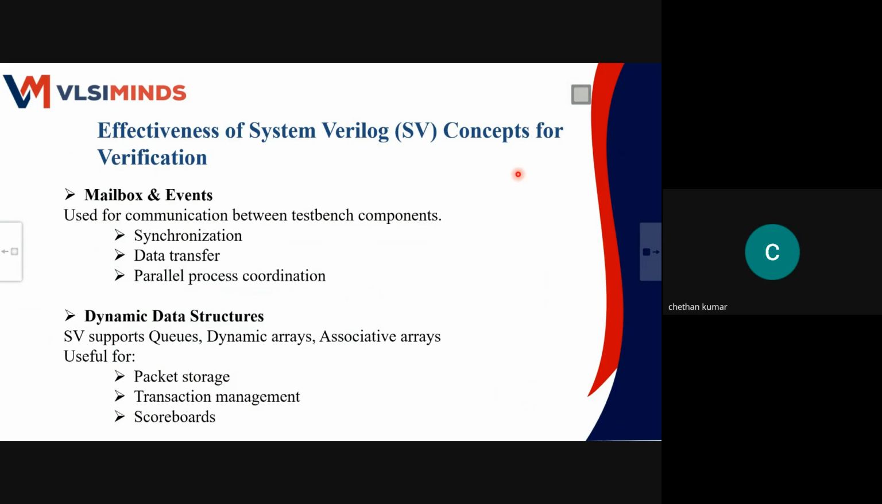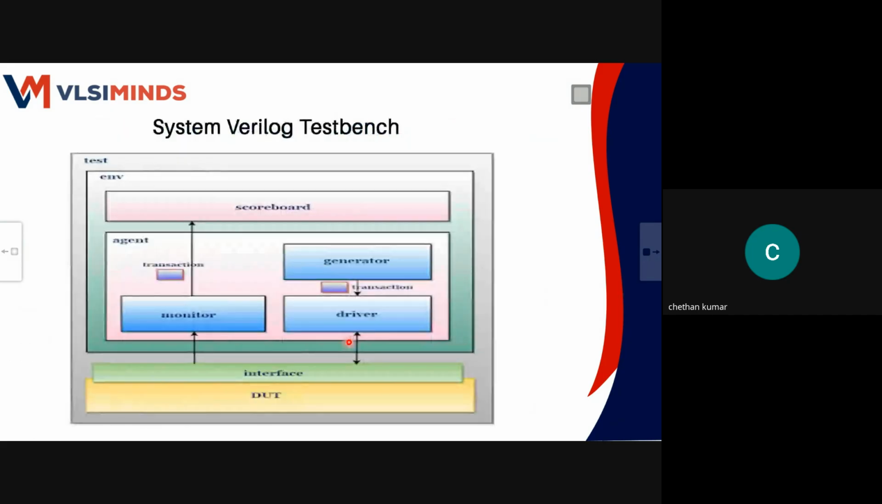And we have some dynamic data structures. That means based on your requirement, you can change the behavior of those things, so we don't need to always stick with a similar approach. You can change the behavior as per your requirement. That type of behavior we call dynamic data structures. That means you can generate different test patterns, and that is how SystemVerilog is very useful for verification.